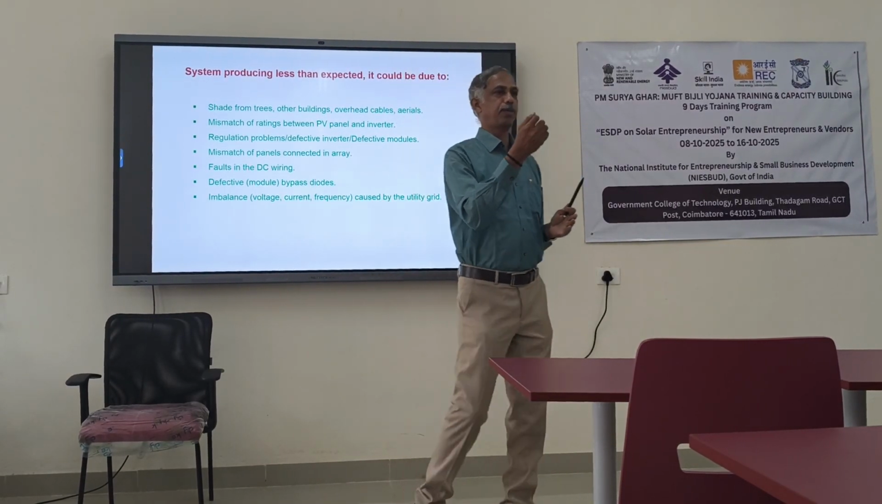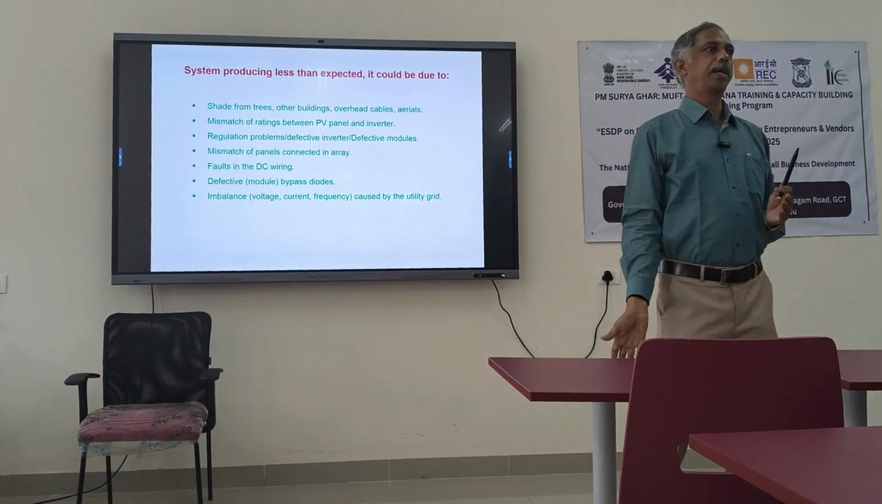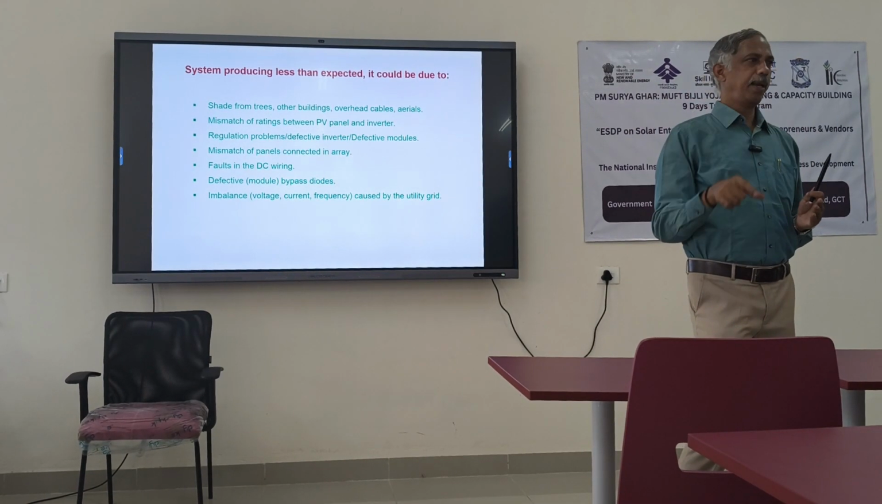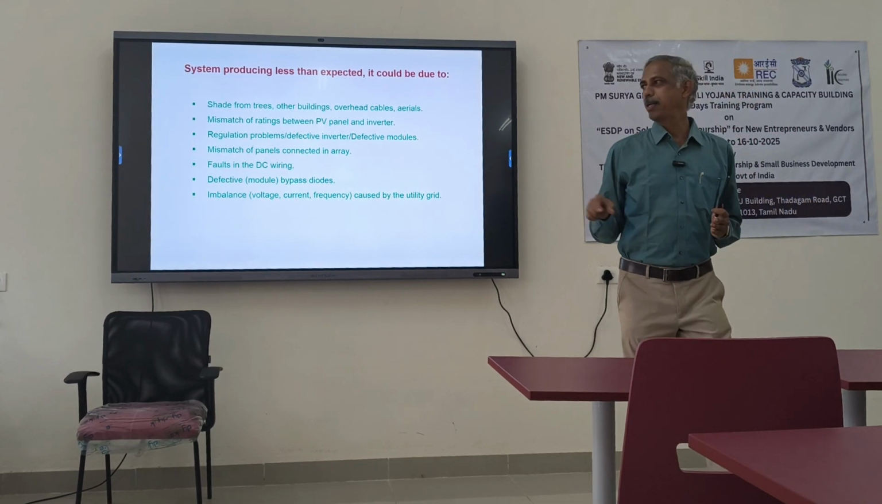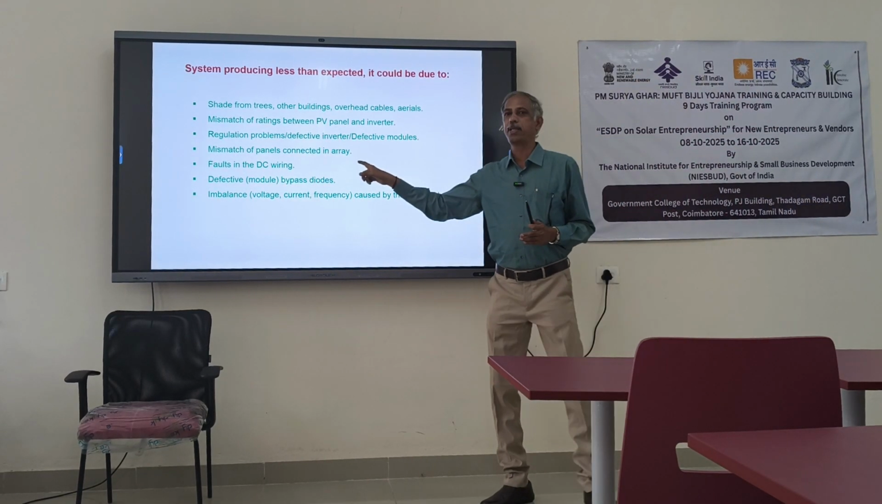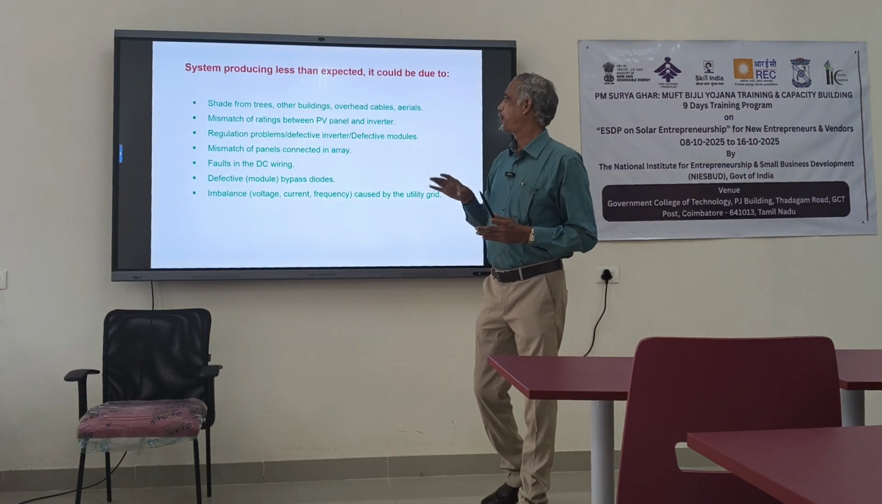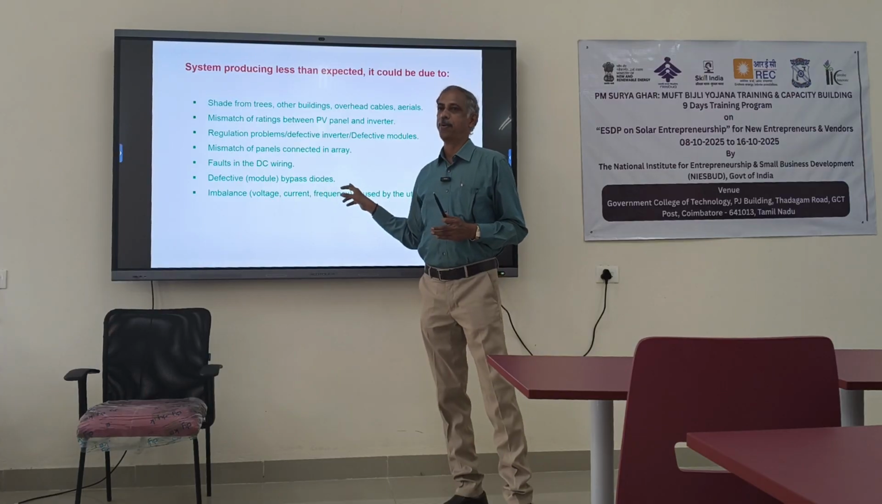We are taking power from the solar panel to the room inside. From there we have to run the DC cables, from the solar panel to the inverter. There may be some fault in the DC wiring. You have to identify and rectify that so that the power generation will be up to the level. And defective bypass diodes.